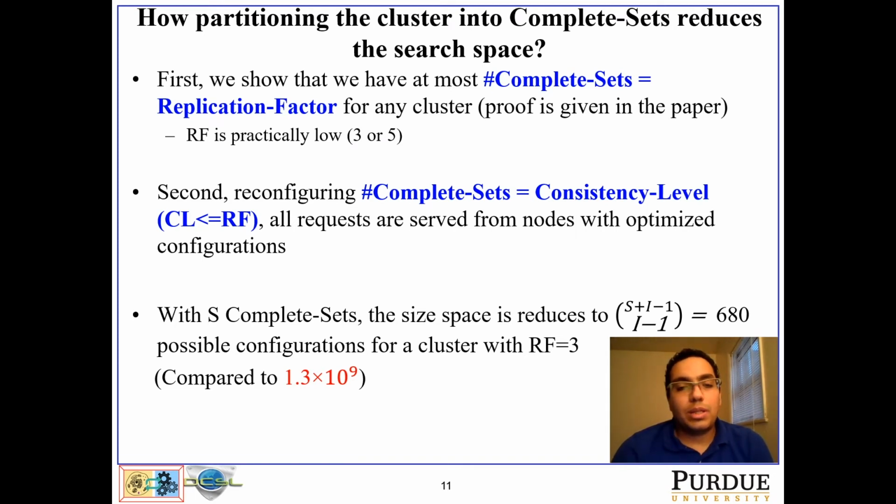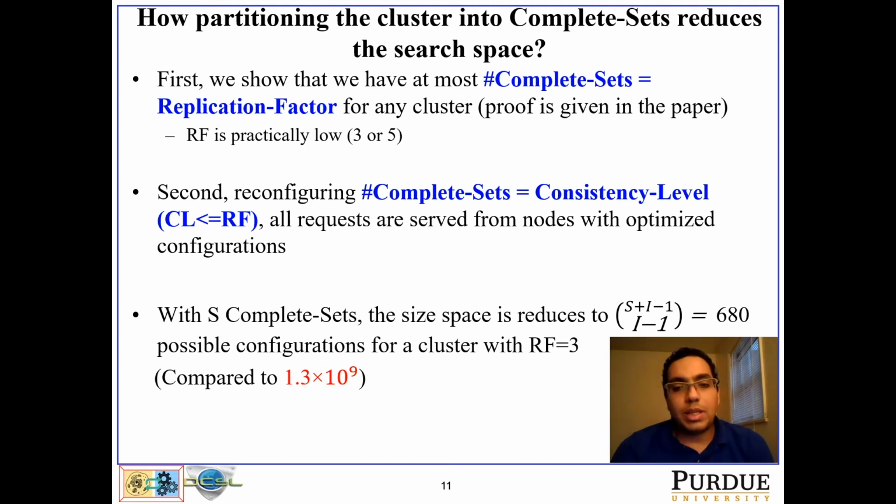First, we show that the number of complete sets in any cluster is upper bounded by the replication factor. For the details of the proof, please see our paper. Also, knowing that the replication factor is practically low, with 3 or 5 being a practical upper bound, along with reconfiguring a number of complete sets equivalent to the consistency level, we guarantee that all requests are served from nodes with optimized configurations.